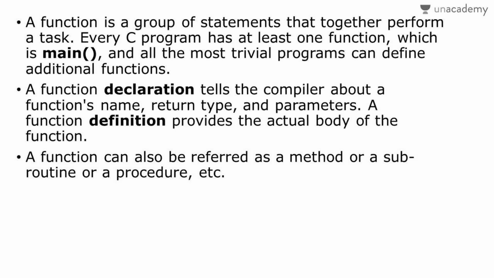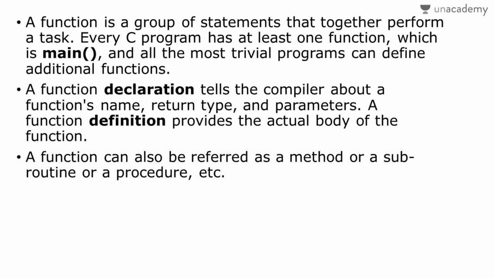As we know, in the programs we see the main block. The main block is nothing but a function in the program, and most trivial programs can define additional functions. A C program starts execution from the main block, that is void main. So the main block is a function itself, and we have additional functions for performing some tasks.